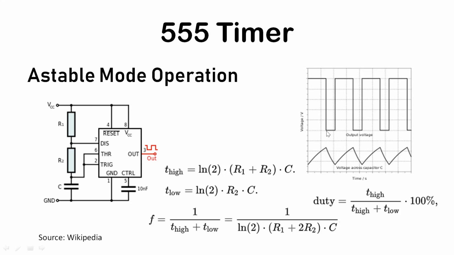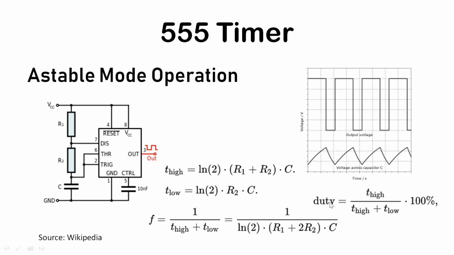Similarly, how long the output will be low, that is called T low or T off, is ln2 R2 into C, that is 0.693 into R2 into C. And the total time period, that is on time plus off time, for any pulse, is T high plus T low, and frequency will be 1 by time period. So you can calculate frequency by using this formula.